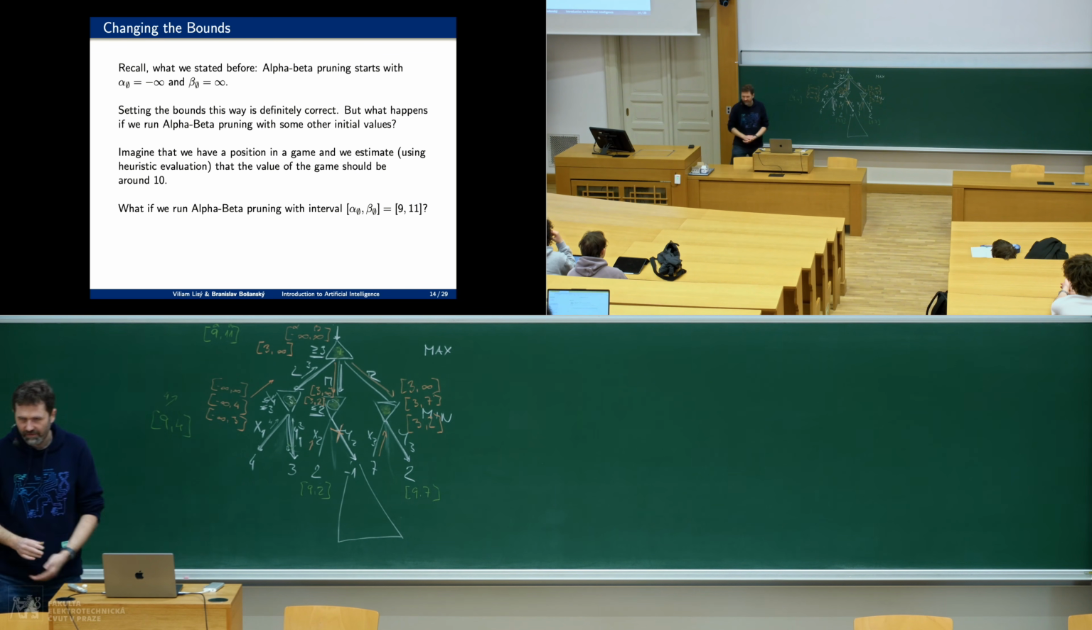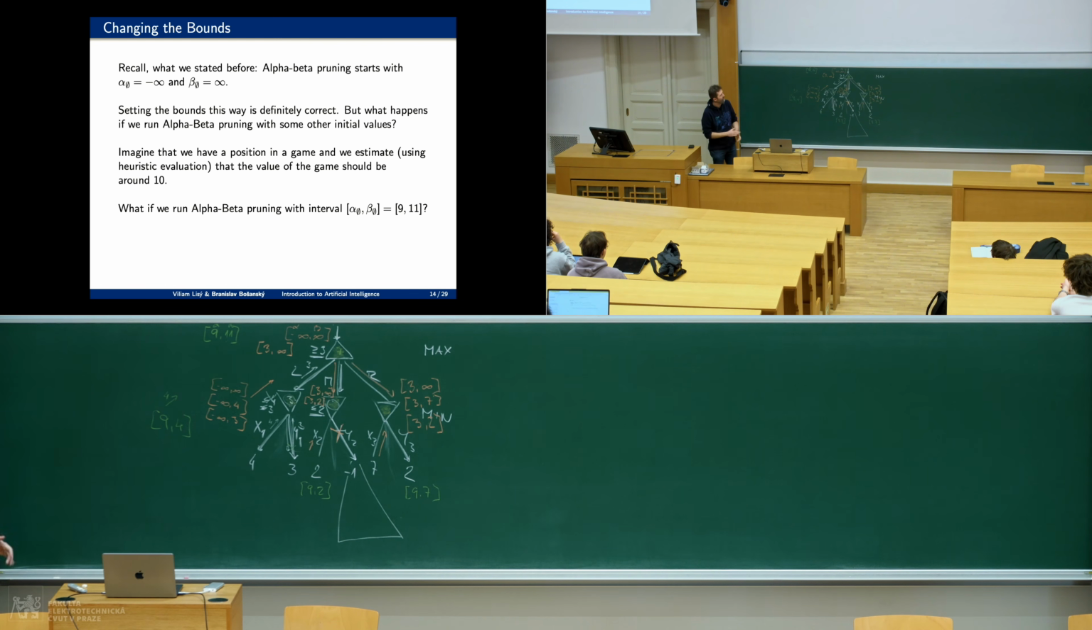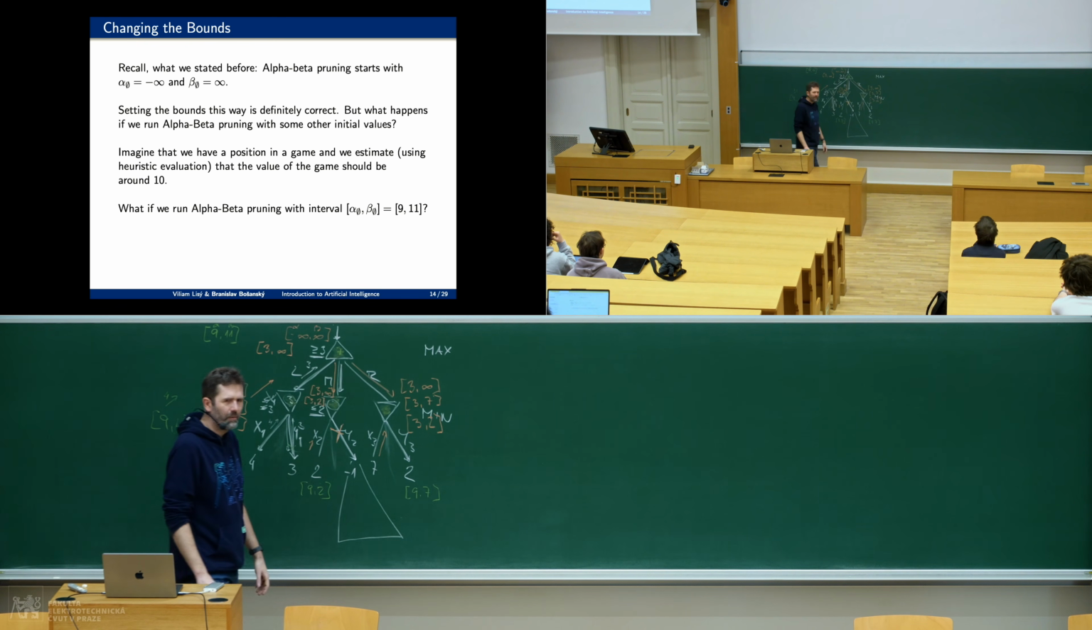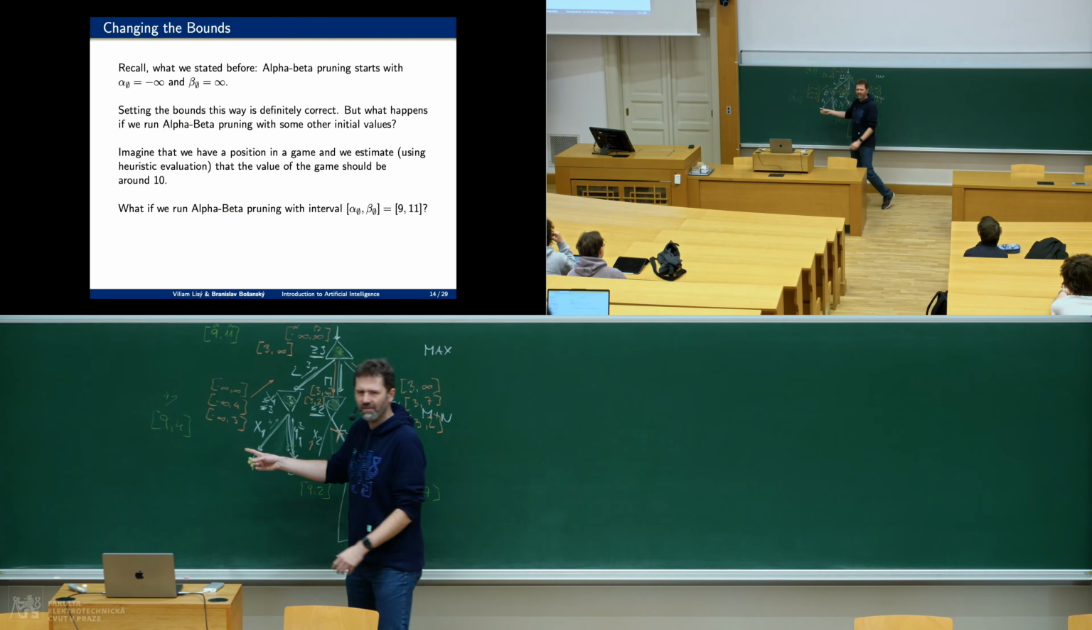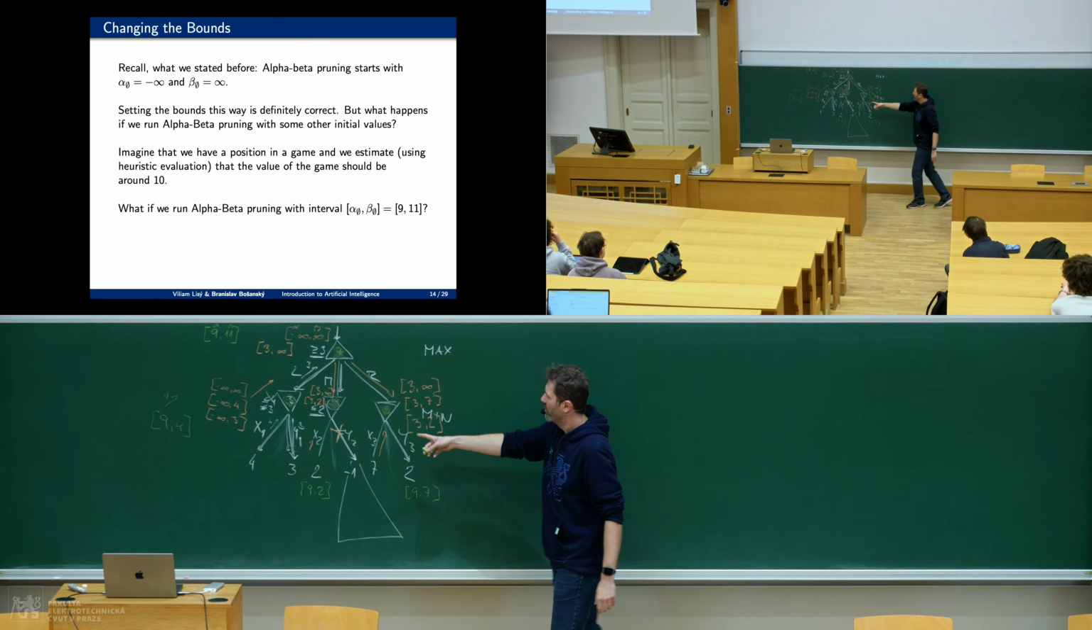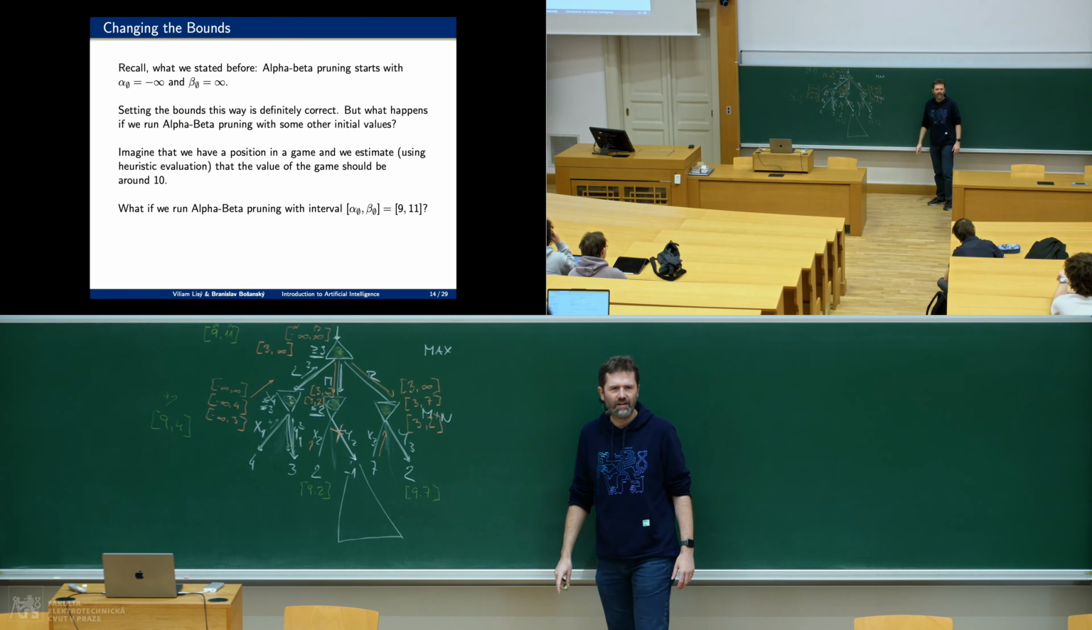So what happened? Two things happened. First, 7 is not the correct solution of the game. We know that the value is 3, right? So we have computed an incorrect solution. But we have pruned out quite a lot of nodes. Like we have pruned out y1, y2, and y3.